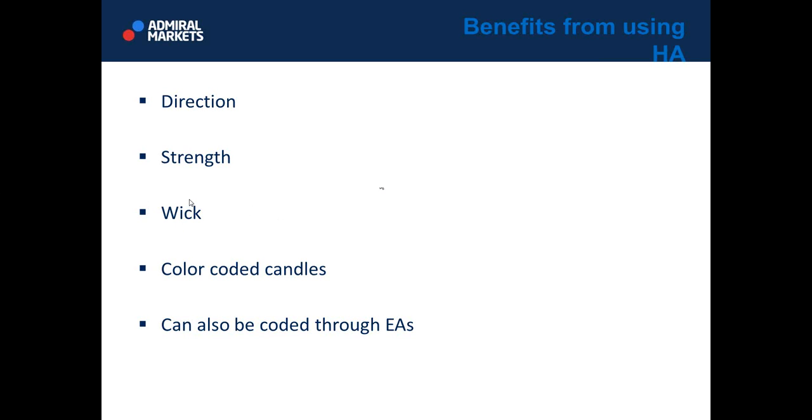Also, there are wicks to consider, because Heiken Ashi uses wicks. Those wicks are very good for determining important support and resistance levels when trading breakouts with Heiken Ashi candlesticks. Also, candlesticks are color coded. So for novice traders, it's much easier to see whether the trend is to the upside or to the downside, because Heiken Ashi candlesticks are color candles, usually using green and red colors. Also, one of the benefits from using Heiken Ashi is that they can be coded through various expert advisors.